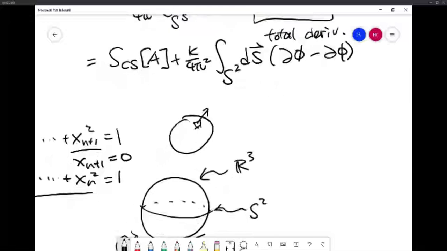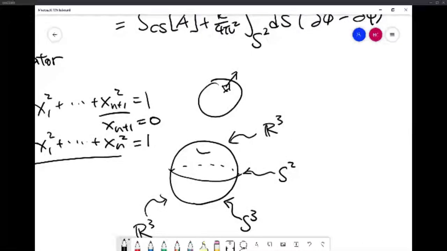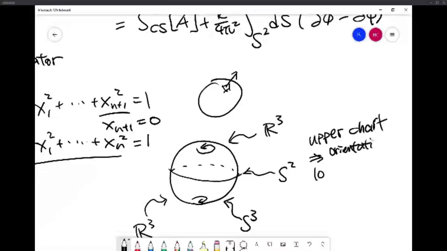And also they have different orientations. So the orientation on the upper chart maybe goes like this, and on the lower chart it goes like this. The upper chart induces an orientation on S2. But the lower chart is going to induce the opposite orientation.